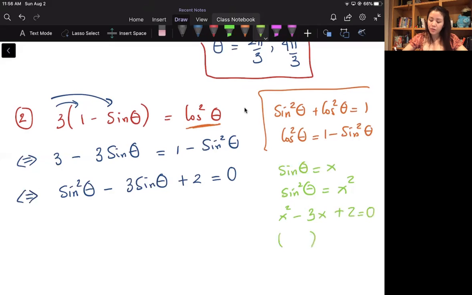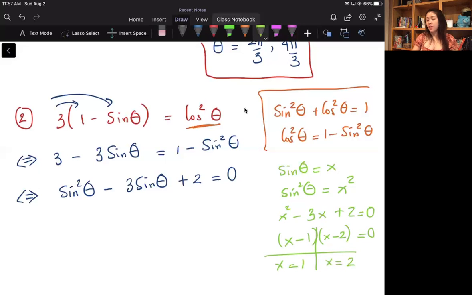And now you can comfortably factor it like you do in algebra. I see an x here and an x here. I need two numbers that multiply to get 2 and add up to get negative 3. So I see 2 and 1. And then minus and minus. So my solution is either x equal 1 or x equal 2.